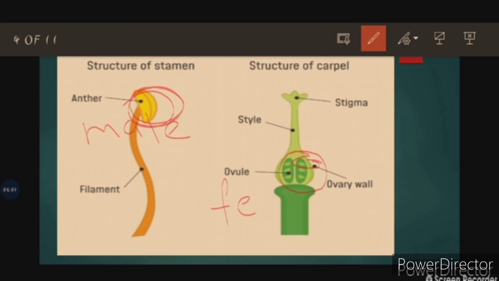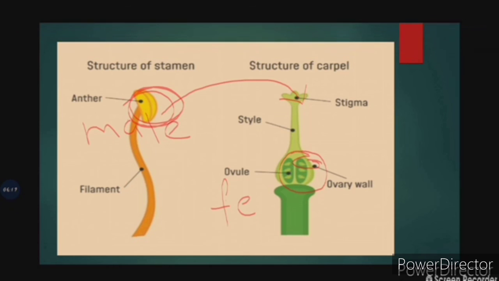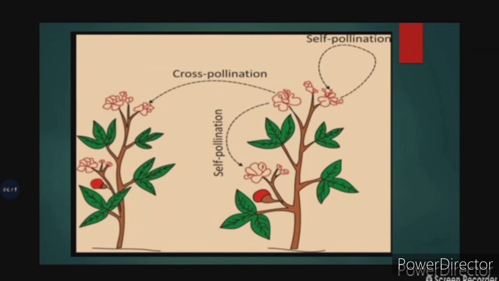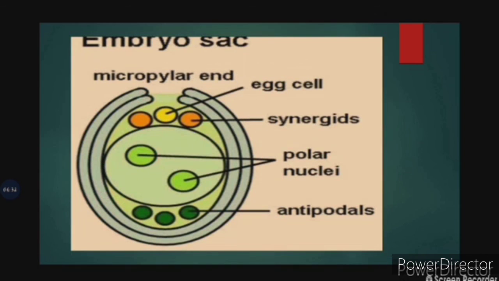Now see, pollen grains which are produced inside the anther will go to the stigma, and the process is called pollination. The transfer of pollen grain from the anther to the stigma of a flower is called pollination. Next, there are two types of pollination: cross pollination and self pollination. Cross pollination means transfer of pollen grain from the anther to the stigma of a different flower.